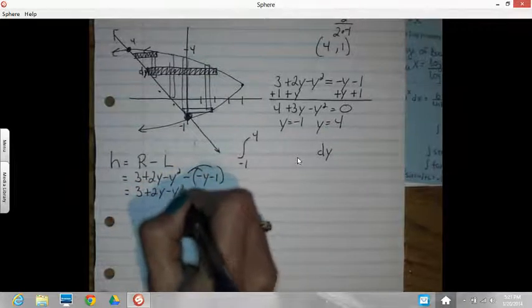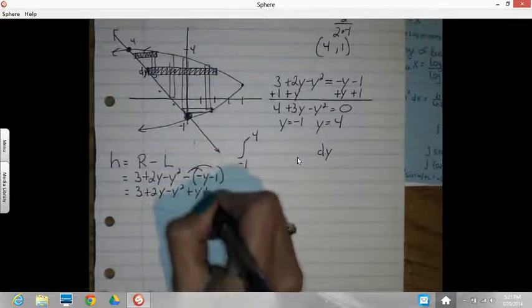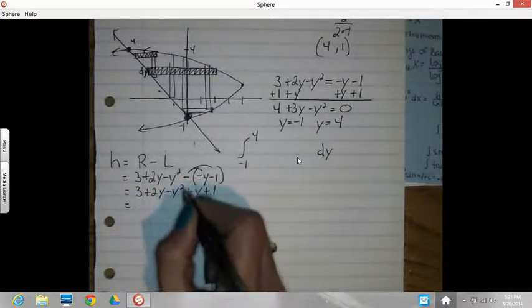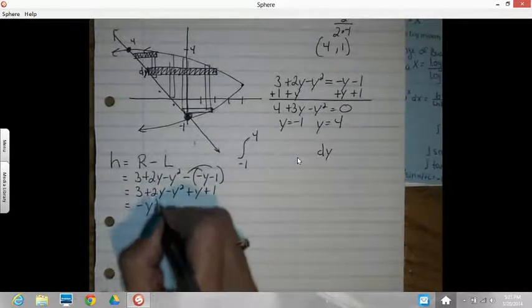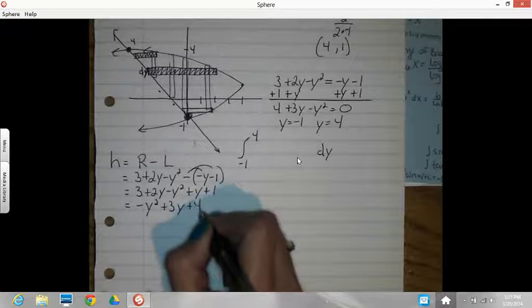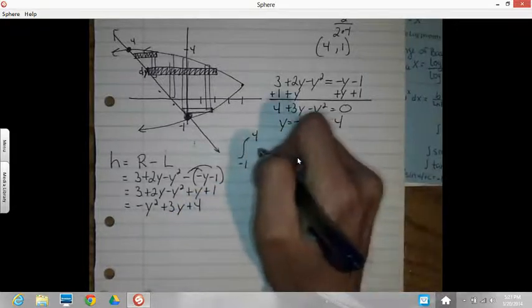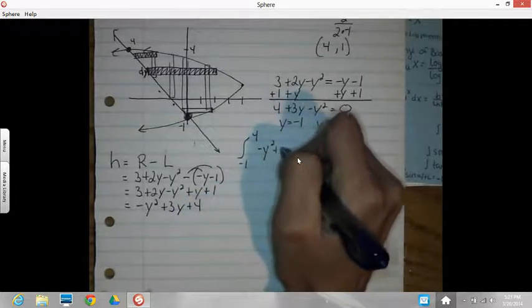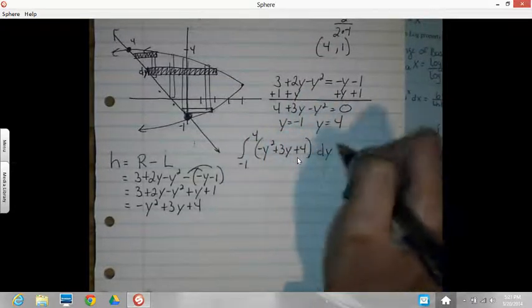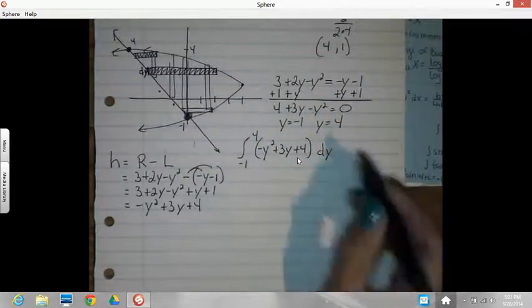Combining like terms, I'm going to pull the squared term to the front. 2y plus y is a plus 3y. 3 plus 1 is a 4. So there's my height, times my width. Okay? I didn't need the parentheses there. It's to the first power. So now when I'm ready to integrate, I just do each term separately.